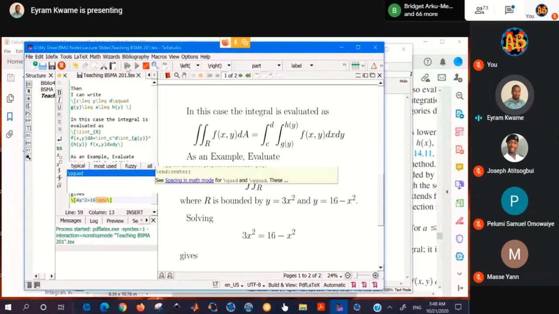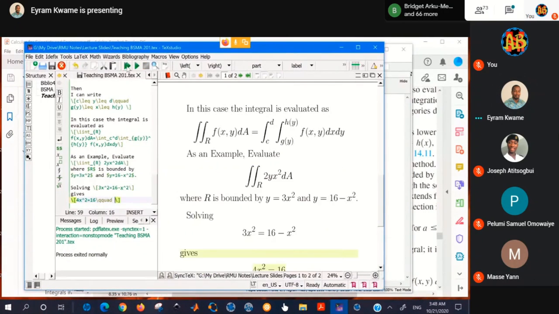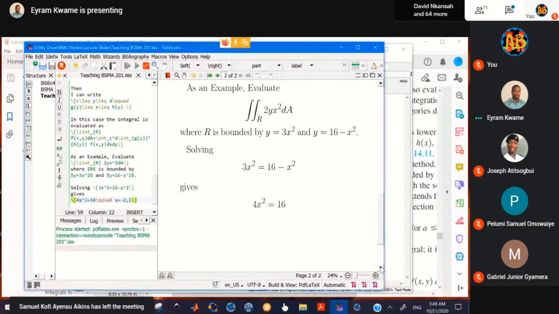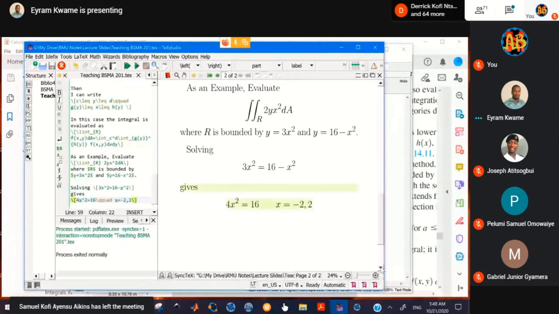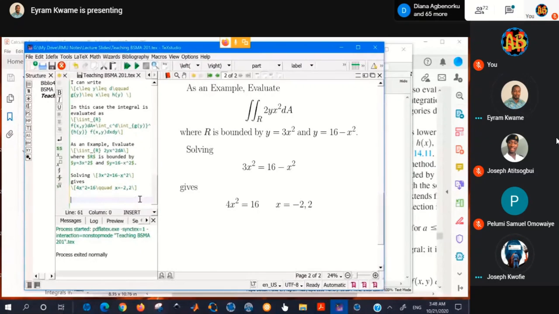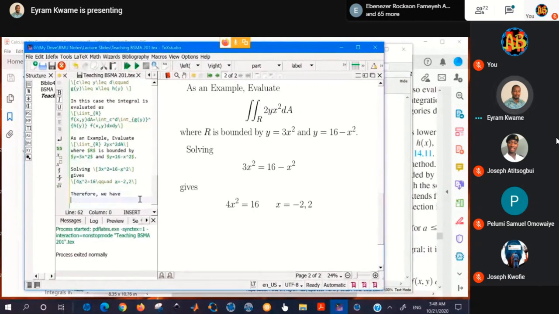Which I can write as x is equal to negative 2, comma 2. So these are the possible values, negative 2 and 2. And this should be obvious. Is that true? Because I'll divide through by 4, so I have x squared is equal to 4, and that means x is plus or minus 2. Therefore, we have what?